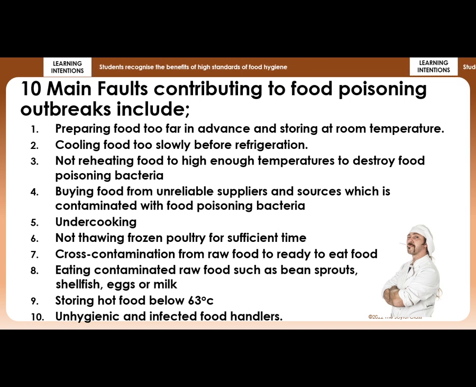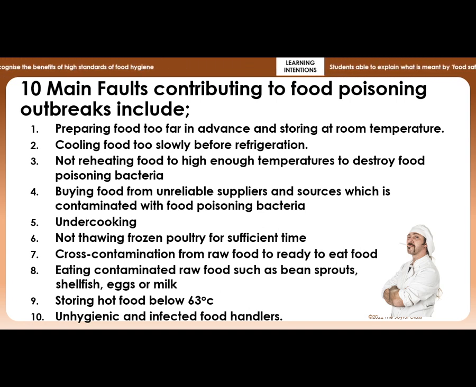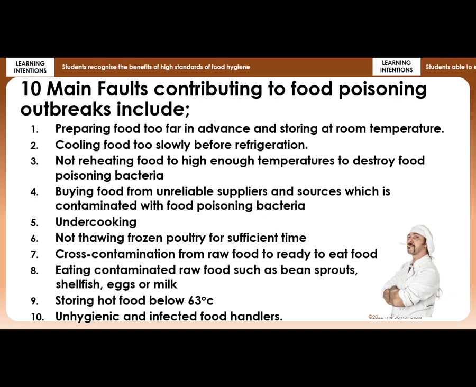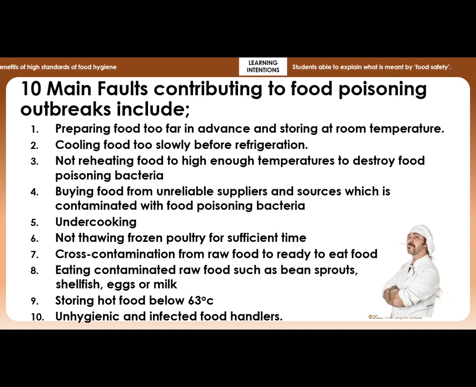Ten of the main faults contributing to food poisoning outbreaks include preparing food too far in advance and storing it at room temperature. This is what we would have called time temperature abuse. Cooling food too slowly before refrigerating. It needs to be below 5 degrees within 90 minutes.